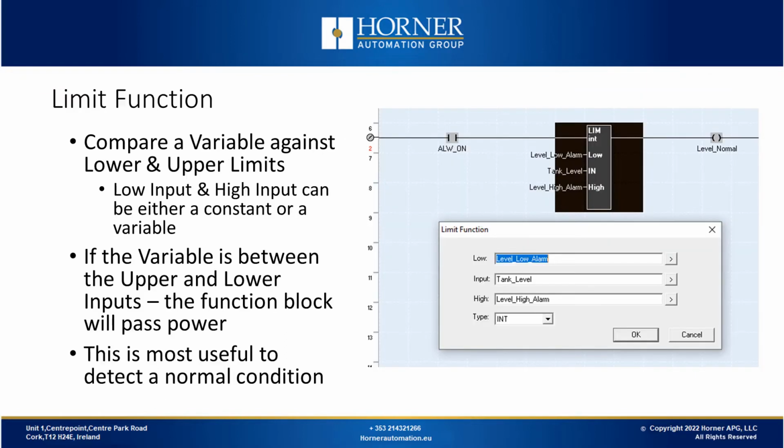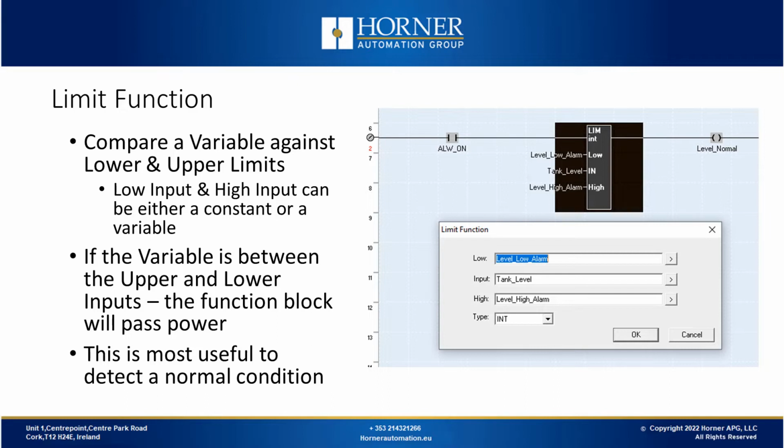While you're likely familiar with the traditional compare functions, not as many people are familiar with the limit function that's also included in Cscape. With the limit function, instead of having two inputs, you have three. You have the variable that's going to be compared, then you have a low input, which is your lower limit, and a high input, which is your higher limit. If the variable is between the low and high inputs, then the function block passes power flow.